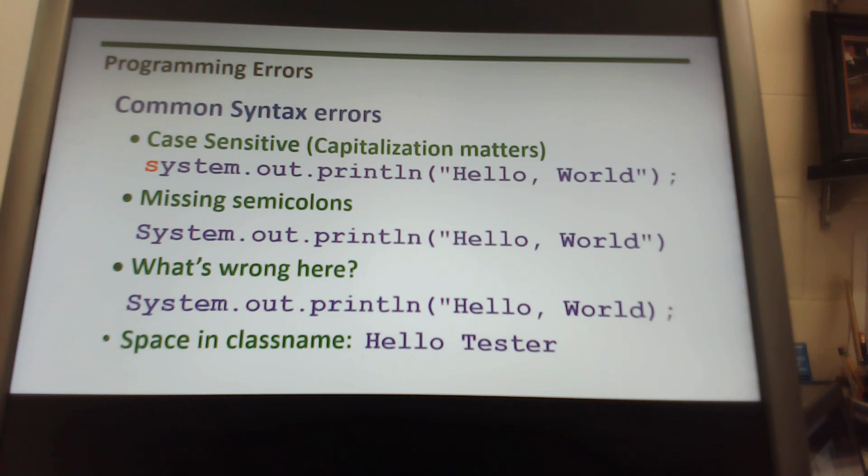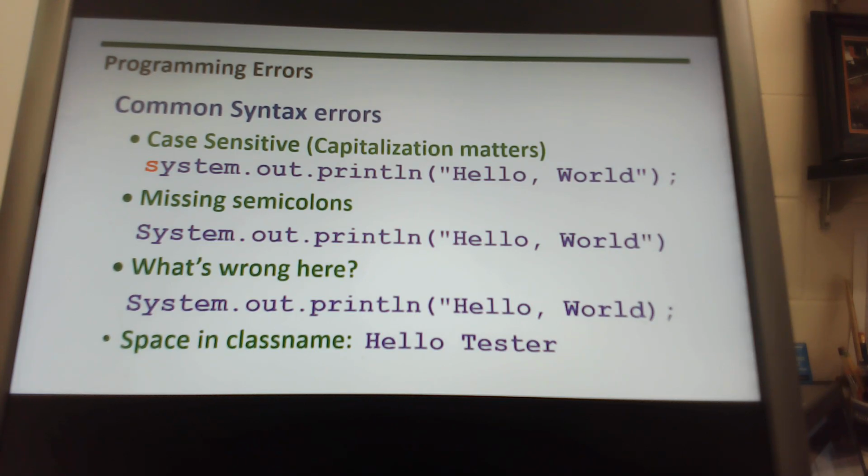Some other common syntax errors you want to be careful of. Case sensitivity, yeah, it matters. So system has to be capitalized, capital S system. We also have to make sure that we put a semicolon at the end of each of our statements. So if you forget to do that, that'll be a syntax error. Also, what's wrong here? Looks like we forgot to put our closed quotes at the end of our parameter hello world. And then also you can't have a space in the class name like hello space tester. So you want to be careful about that when you're developing your programs.